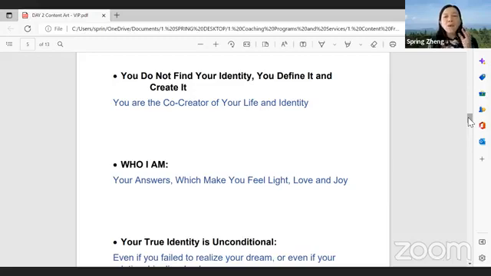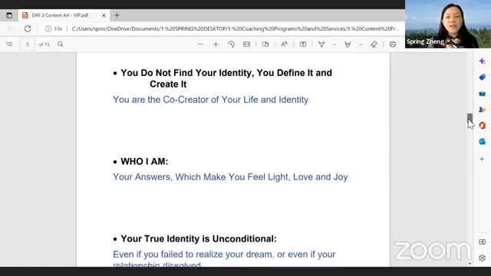But the feeling will make you feel light, feel freedom, feel love, feel joy. That's kind of like a wisdom, and you're on the right track. So find that feeling every day, all right? And so now your true identity is unconditional.